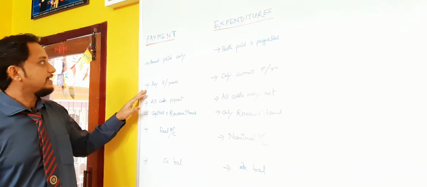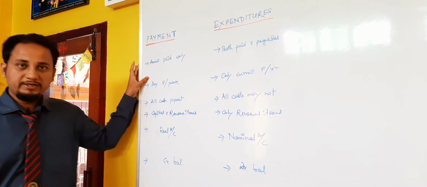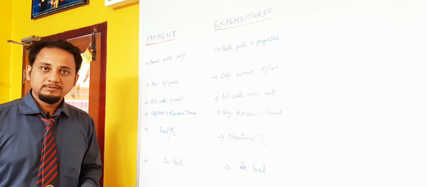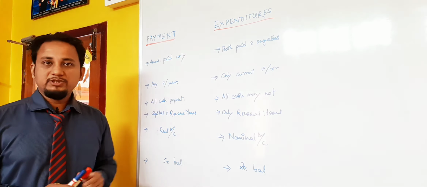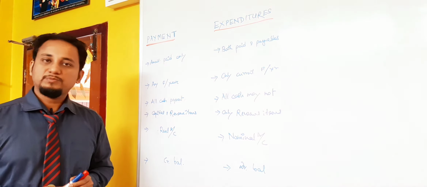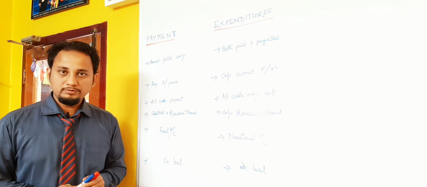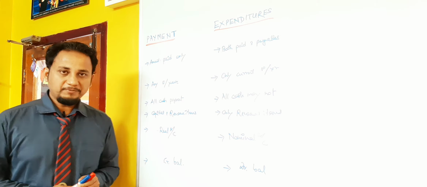The second difference is that the payment includes payment for any financial year. That might be for the previous year, that might be for the upcoming years. So it includes all the years. But expenditures represent all those expenditures which are related to the current financial year only. They do not include the expenditures involved with the previous year as well as the upcoming years.